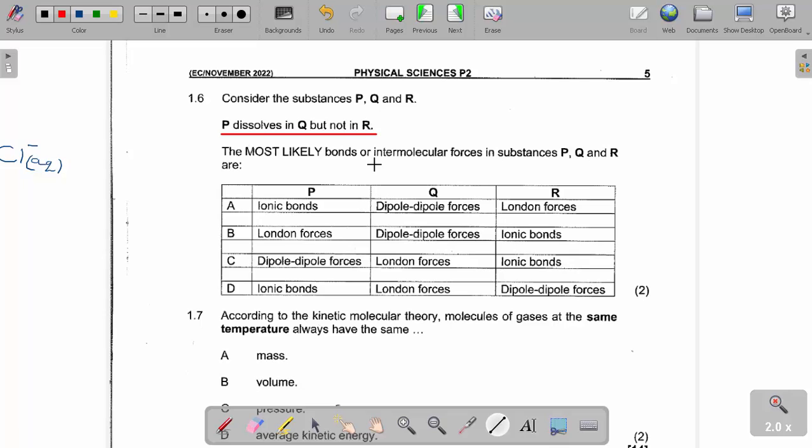Now, remember we are starting with P, Q, and R. So they said P dissolves in Q, but not in R.